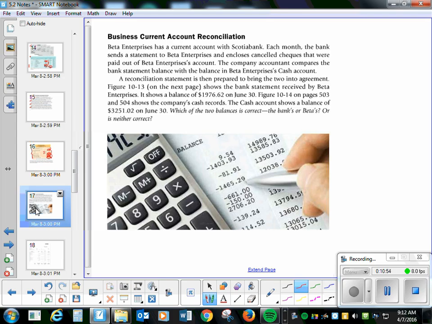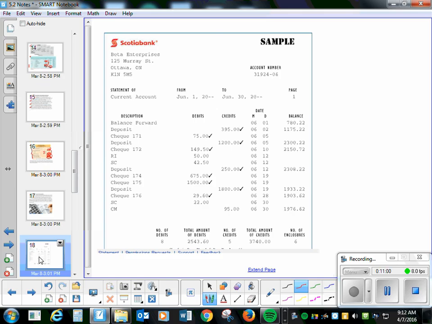Okay, and now you can do exactly the same thing as for your business. You follow all of the same steps. You check off everything that has gone through.